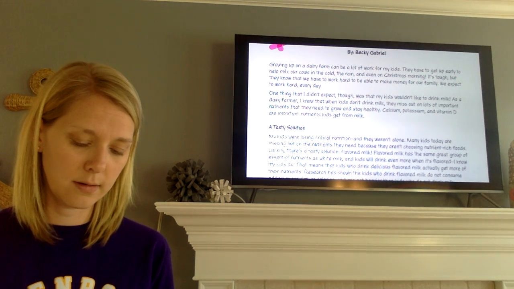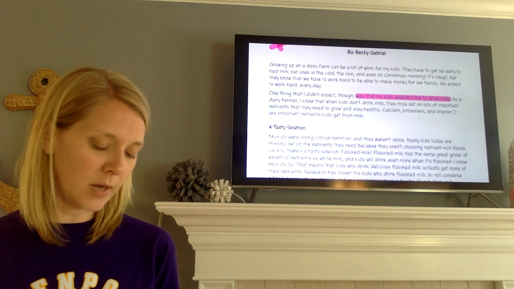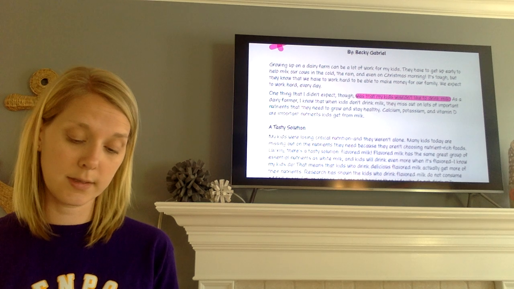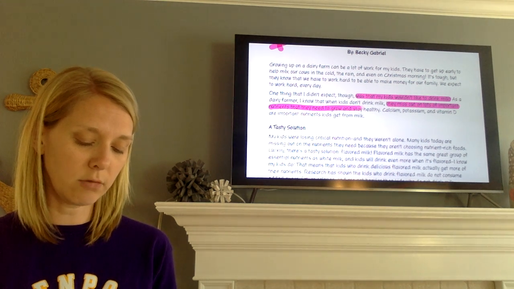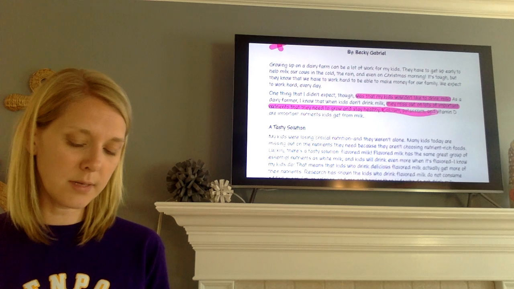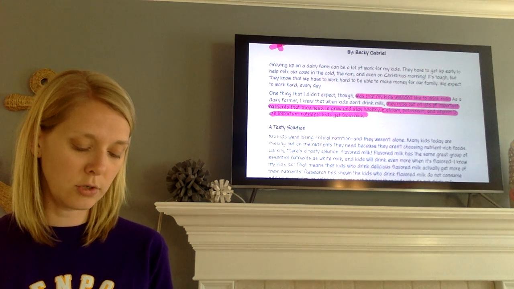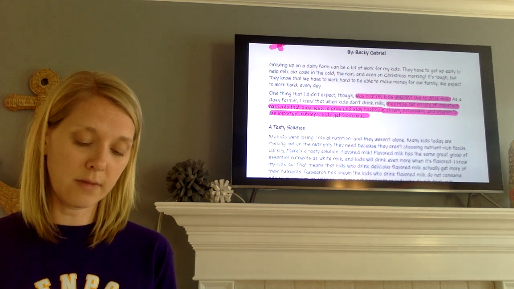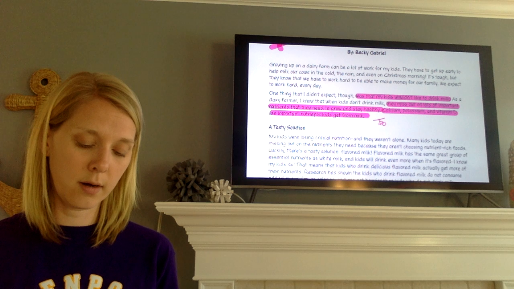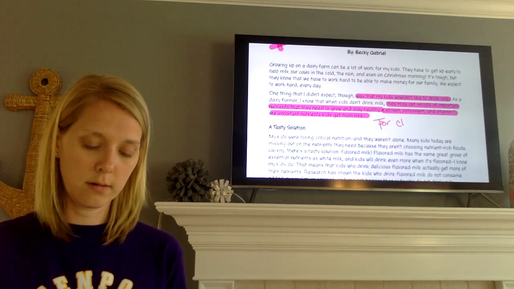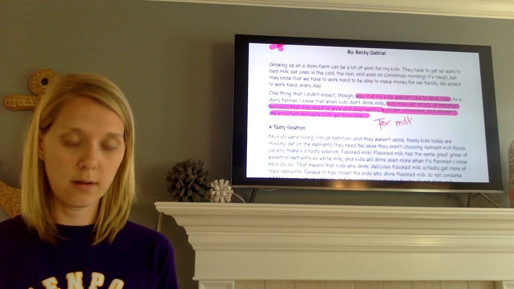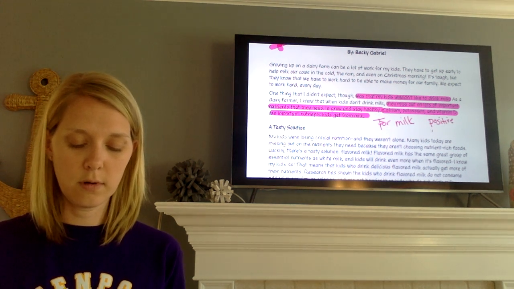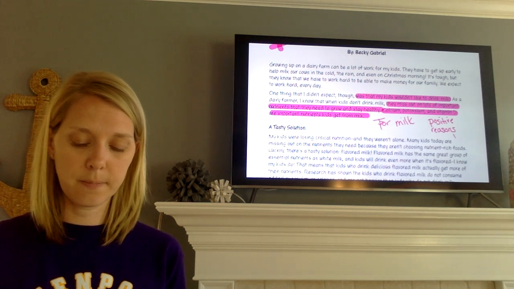I'm going to highlight that. That's interesting. As a dairy farmer, I know that when kids don't drink milk, they miss out on lots of important nutrients that they need to grow and stay healthy. Calcium, potassium, and vitamin D are important nutrients kids get from milk. So that tells me right there, I believe that this author is definitely for milk. They're talking about positive reasons kids should drink it.